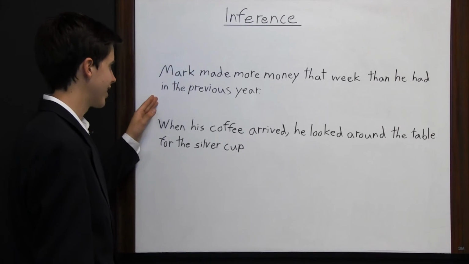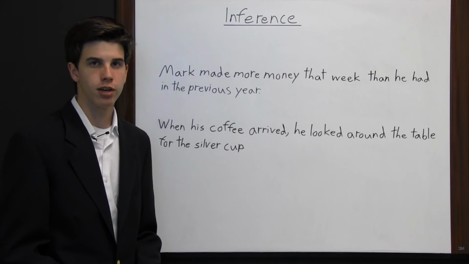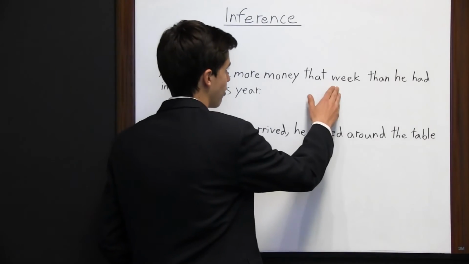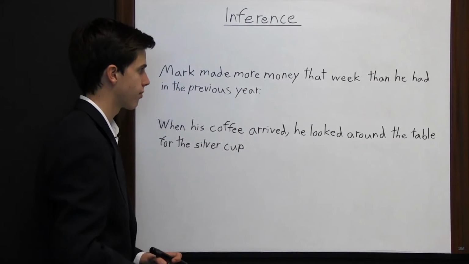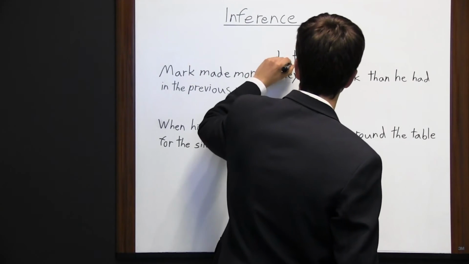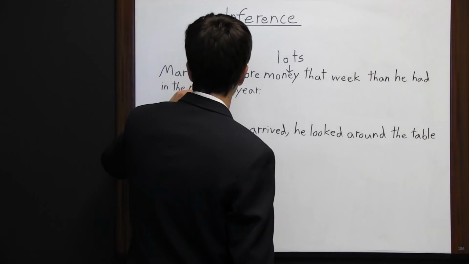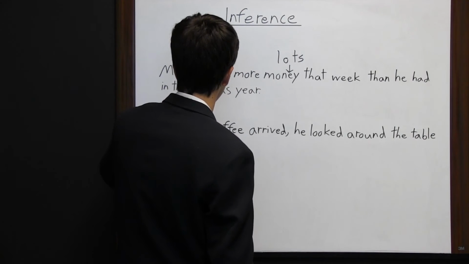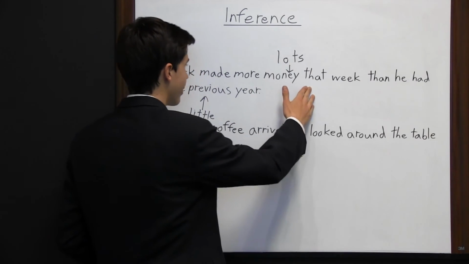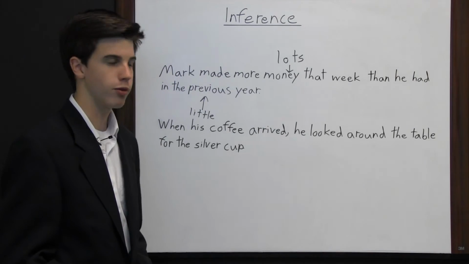Mark made more money that week than he had in the previous year. There are two possible inferences that a reader could make from this passage. They could infer that he made lots of money that week, so much so that he made more than in the previous year. The other thing they could infer is that there was little money in the previous year. I hope you see the contrast here: either lots of money was made that week, or just little money was made in the previous year. Those are two possible inferences that the reader could make.